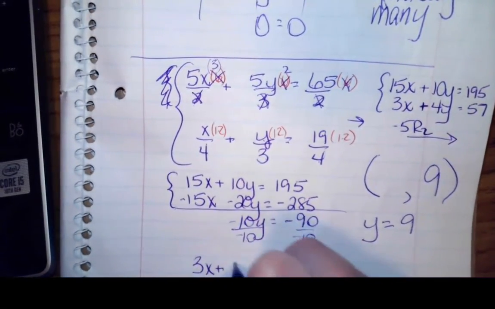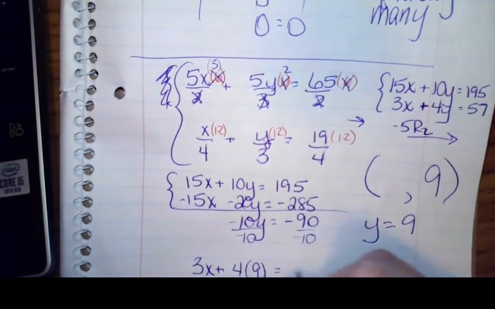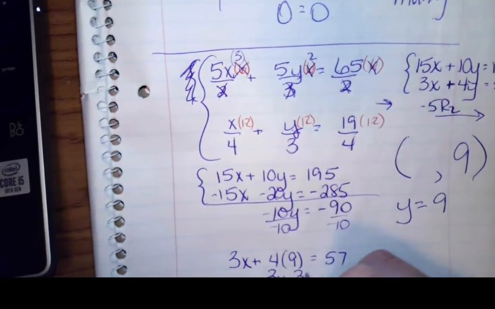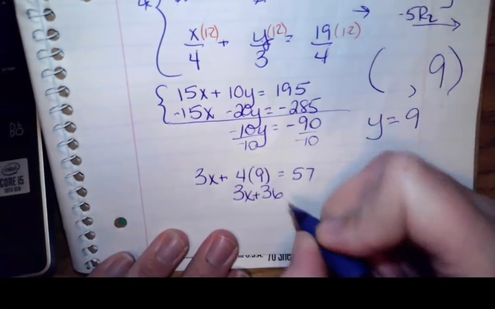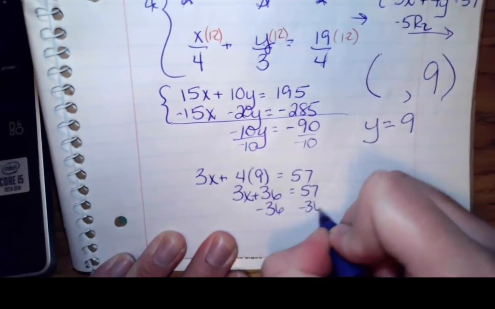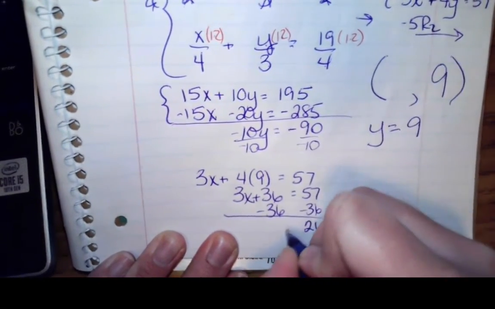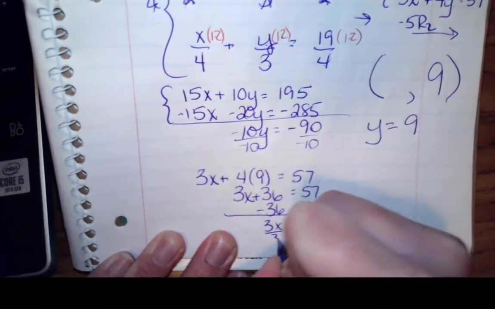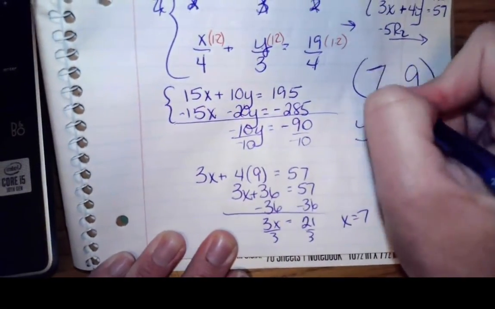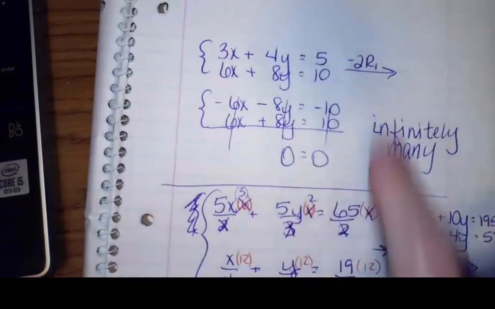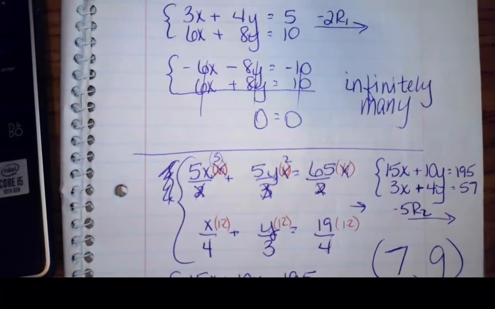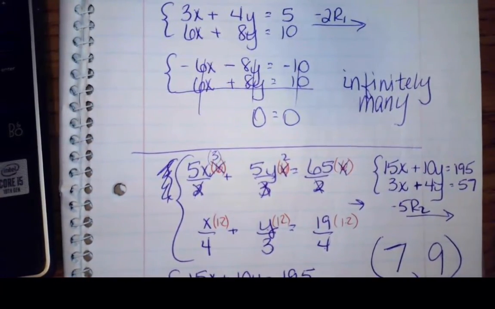So 3x plus 4 times 9 is 57. So 3x plus 36 is 57. Subtract 36 from both sides, so I get 21 is 3x. Divide by 3, I get x equals 7. It may have looked ugly to start with, but you've got one solution and it's 7, 9.